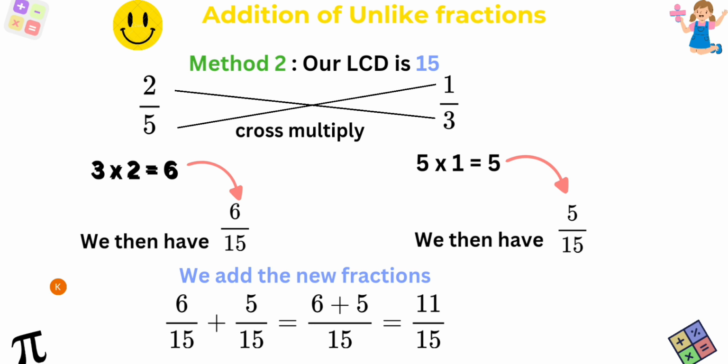It becomes 6 over 15 plus 5 over 15. We add up the numerators and take the common denominator. 6 plus 5 over 15 equals 11 over 15. And this is a proper fraction.